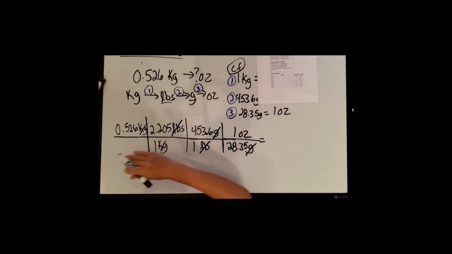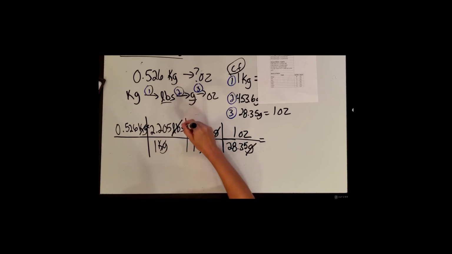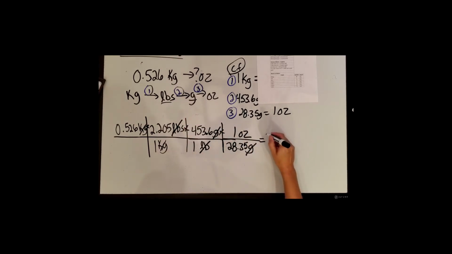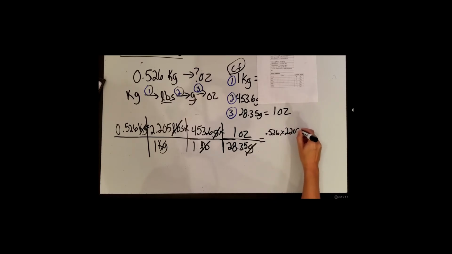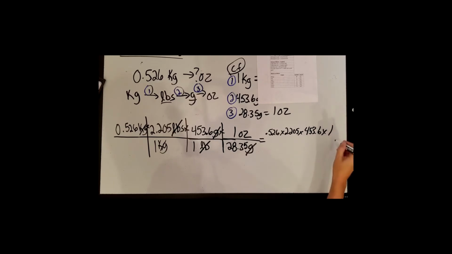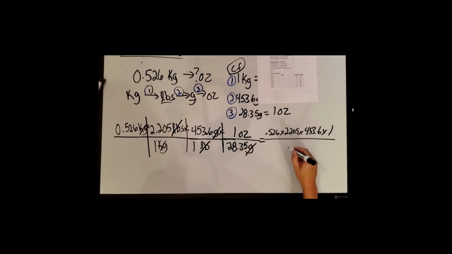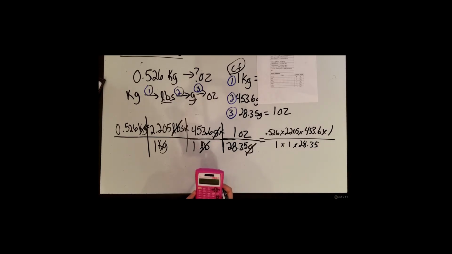So now I calculate this all out. Remember, those vertical lines are multiplication signs. So I'm multiplying 0.526 times 2.205 times, I'm going to run out of room, 453.6 times 1. All of that in the numerator, and then in the denominator, it's just 1 times 28.35. So let's see what we get when we enter all this in. And if you see any mistakes, it's very likely once in a while I am going to press the wrong button on my calculator, especially if I'm talking while I'm trying to calculate.